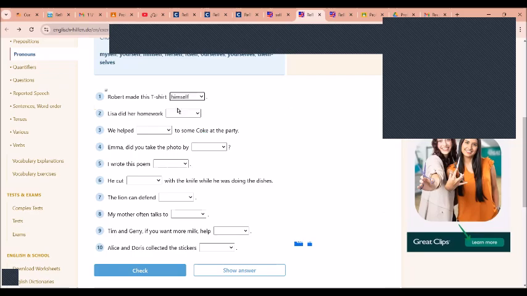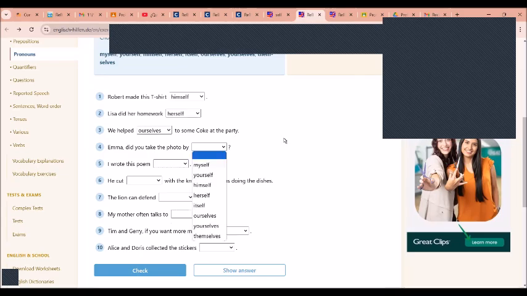All right, Bitsaida, number 2. Yes. Lisa did her homework herself. All right, Lisa's a girl, singular, and she's performing the action. Right, Ingrid? Yes, helping ourselves to some soda at the party. All right, I hope it's Coca-Cola. Grabbing some soda as a group.